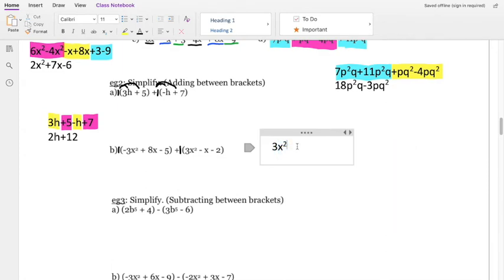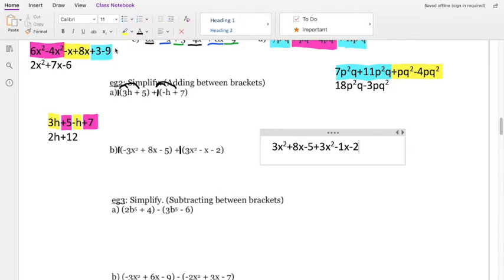There we go. Now I shouldn't have to do that again. Cool. So, 3x squared plus 8x minus 5 plus 3x squared minus x minus 2. Okay, remember, we can almost write a 1 in front of there. It's just an x, it's a 1.